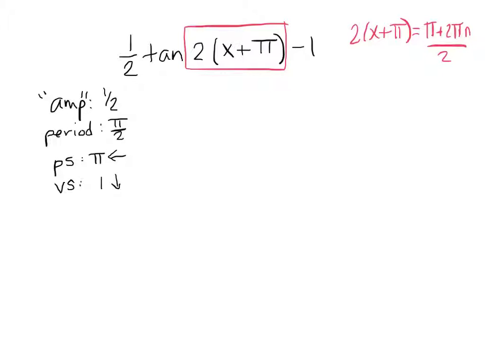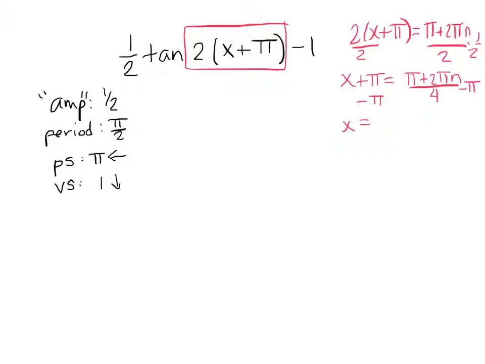First things first, remember our whole point here is to solve for x, so I need to first get rid of the 2 that's there, so I divide by 2. That's the same thing as multiplying by 1/2. So now I have x plus pi equals pi plus 2 pi n over 4. Still I'm solving for x, so I have to get rid of a pi, so I subtract pi on both sides. So this will be x equals.